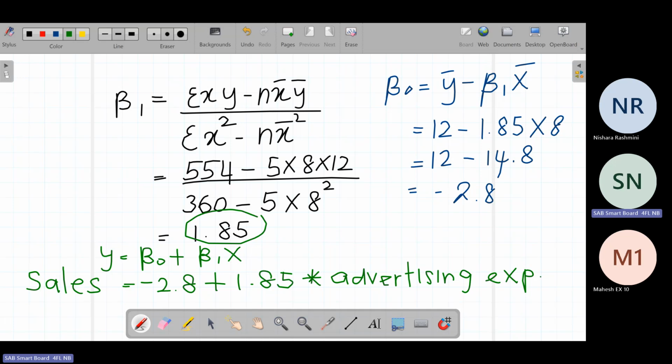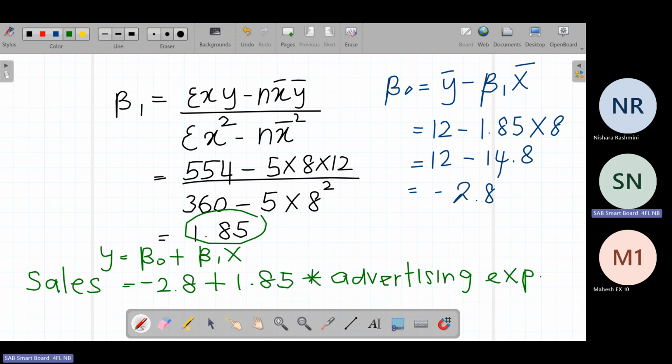Here, the theoretical definition is that minus 2.8 is the expected sales when the advertising expenditure is equal to zero. Understood? Practically we cannot say the sales value is a minus value. It means we do not spend any amount on advertising expenditure, so no sales revenue. That's the meaning here. Understood? If we don't spend, sales cannot be negative. It means there are no sales. Understood? Yeah.